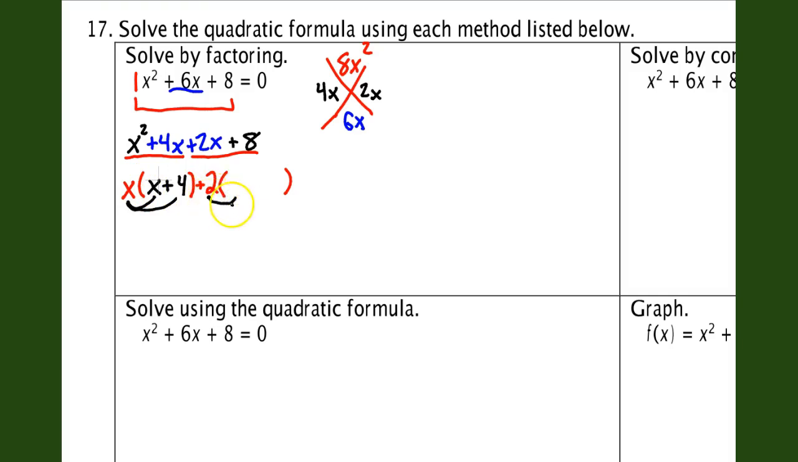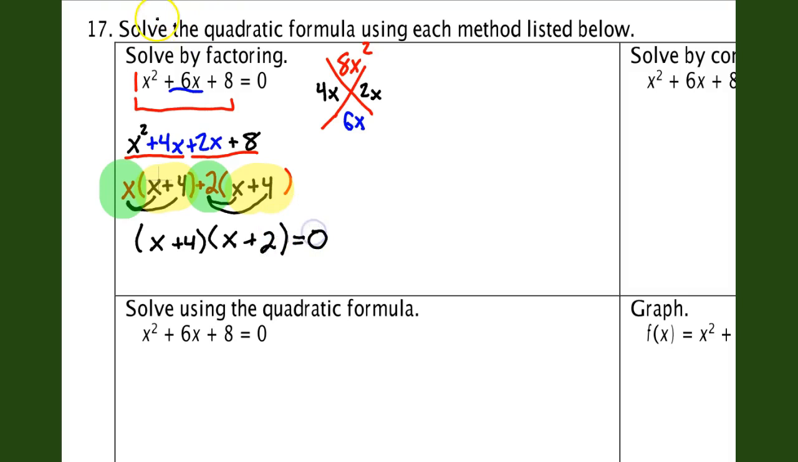So 2 times what gives us 2x? x, that's good, that matches. And 2 times what gives us 8? That's positive 4. So both of these match the x plus 4s. So the two factors will be, one of them will be x plus 4, and the other will be x plus 2. So that is the factored form of this quadratic equation.